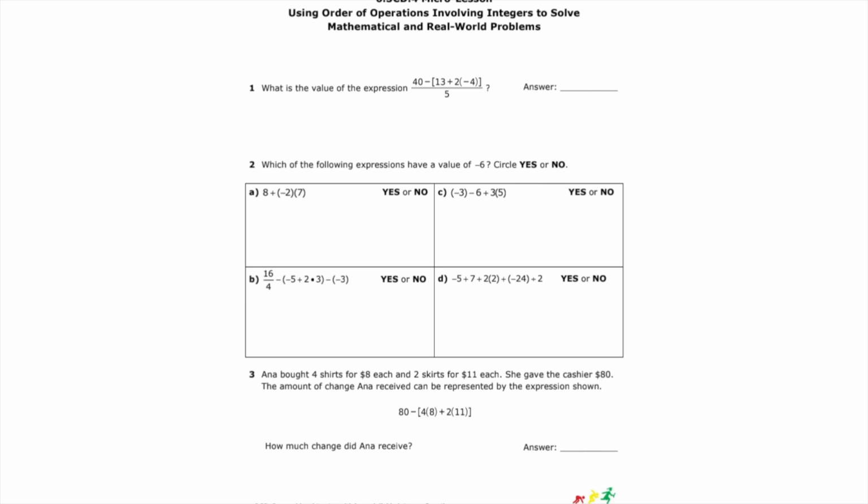Our operations are the four mathematical operations that we're going to be talking about: add, subtract, multiply, and divide. What we're going to call this is GEMDAS. Now, when you were in elementary school, you may have heard it called PEMDAS, because that first thing was parentheses. But as you get older, you're going to find that you have more than just parentheses. So that G is going to represent grouping symbols, and it does include our parentheses.